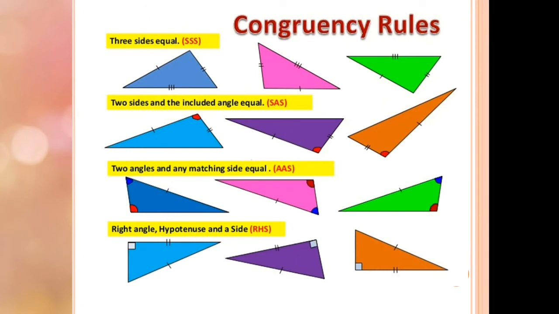Okay, so we have the congruency rules. So these are the congruency rules. 3 sides equal, we have SSS. 2 sides and the included angle are equal, SAS. 2 angles and any matching side equal, AAS. And right angle, hypotenuse and a side, or RHS. Okay, so and the examples, figures.